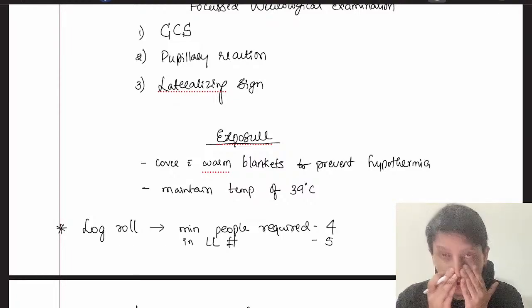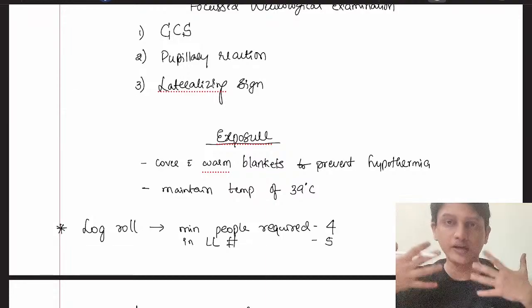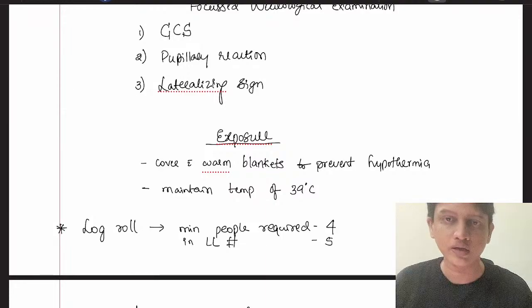Then there is something called log roll. In front you can see everything. Exposure, everything can happen in front.